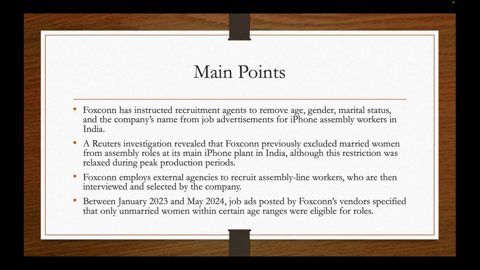Here are the main points. Foxconn has instructed recruitment agents to remove age, gender, marital status, and the company's name from job advertisements for iPhone assembly workers in India. A Reuters investigation revealed that Foxconn previously excluded married women from assembly roles at its main iPhone plant in India, although this restriction was relaxed during peak production periods. Again, a kind of discrepancy or irregularity that we see in the recruitment patterns.